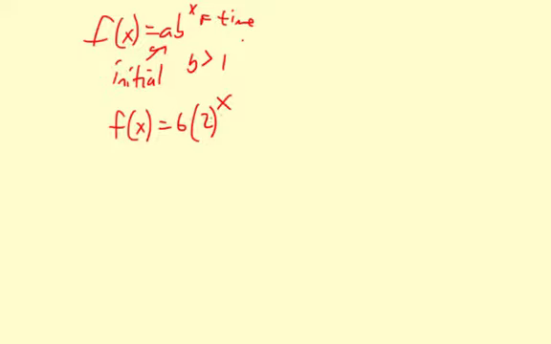So then you can figure out however many mice you have using this function, for any number of months. So you could say, okay, in 5 months from now, I'll put a 5 here for x, and then do 6 times 2 to the 5th power, and that'll tell me how many mice. So f of 5 equals 6 times 2 to the 5th. 2 to the 5th is 32. I had to think about that one for a minute.